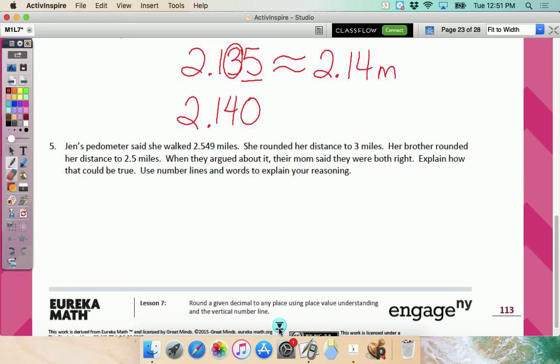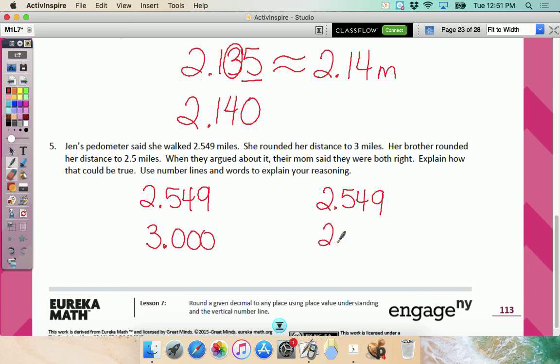Okay, so here's what I want to do. I'm going to write it. You just look at this, okay? So this is what happened. Jen got an answer of 3 miles, and her brother got an answer of 2.5 miles. Just a minute. What I want you to do is talk to your table group about how they can both be right, and do it quietly so everybody doesn't hear. Ethan, you can just talk with them.